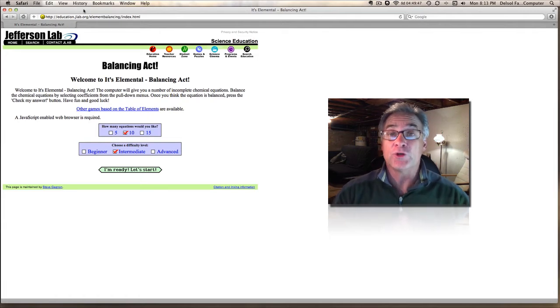The other thing that you could do to gain some good experience is to Google something like balancing chemical equations worksheets. You get lots and lots of different sites with answer sheets, so that you can practice on your own and get better at this.